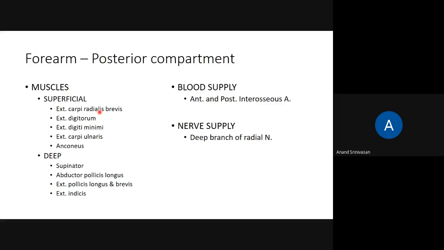The posterior compartment, the extensors of the wrist. There are two on the lateral side, that is the extensor carpi radialis longus and brevis. One on the medial side, which is extensor carpi ulnaris. To the digits, there is extensor digitorum, but for the index and the little finger, there are extra tendons by extensor indicis and extensor digiti minimi.